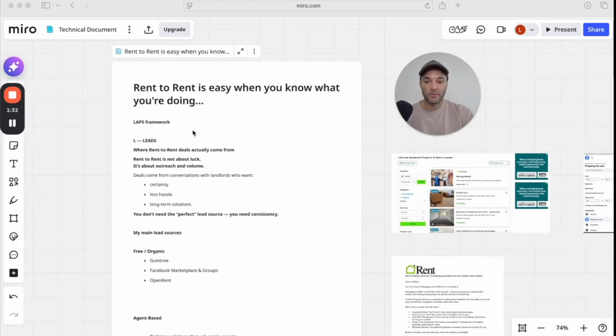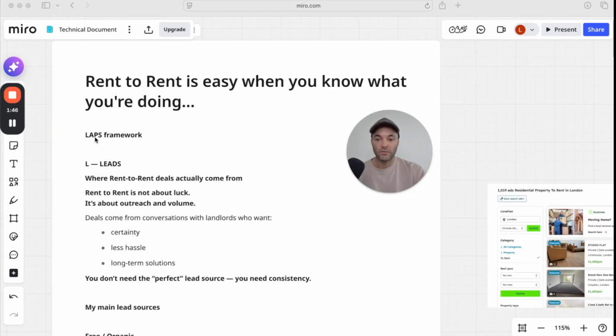So first I want to talk to you about a framework that we use inside our business, and it's also a framework that we teach to our clients, and it's called the LAPS framework. LAPS stands for leads, appointments, presentations and sales.